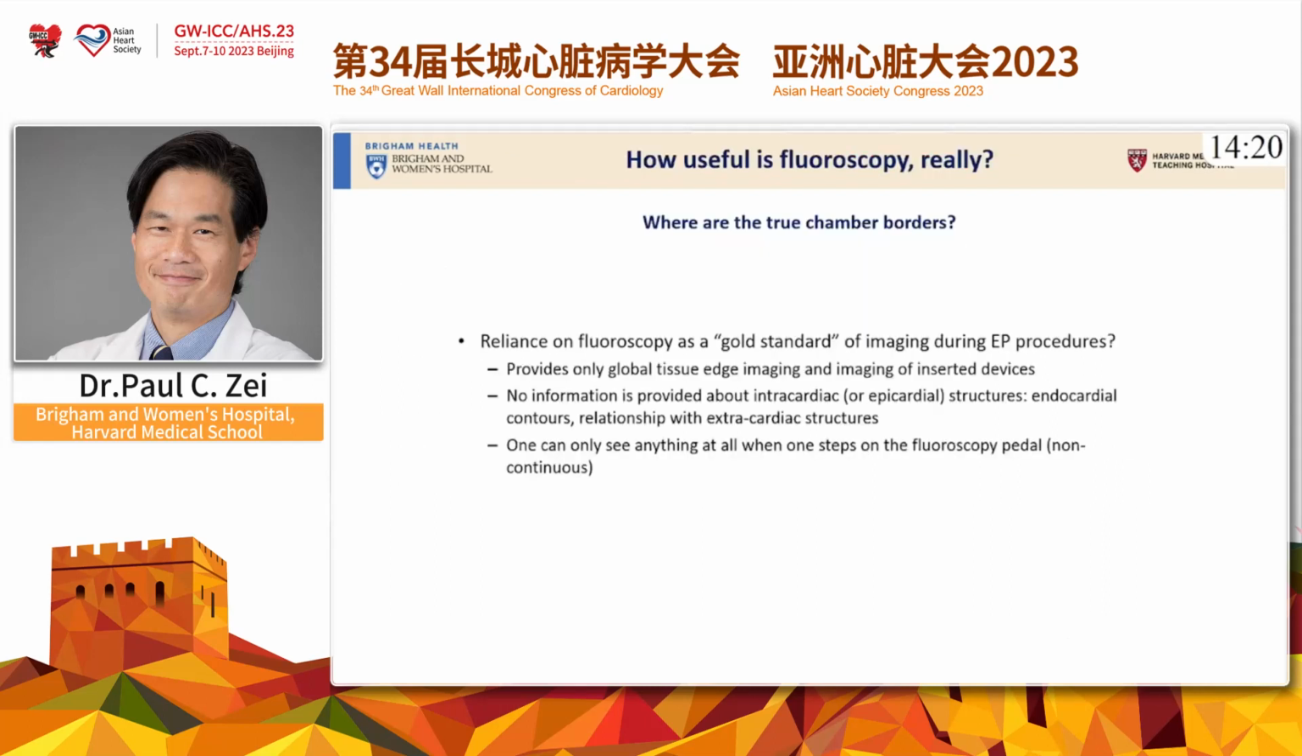Then I'll add one more argument, which is that I don't think fluoroscopy is actually that useful for EP, because what we're looking at is really global tissue edges. We're looking at catheters. We're not looking at intracardiac structures. We're not looking at anything when the fluoroscopy system is not activated.